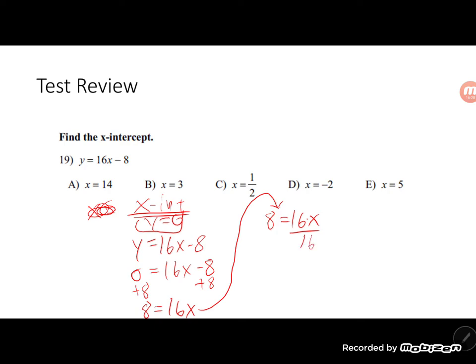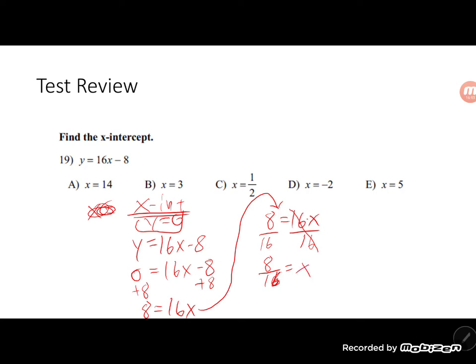So I will do 16 divided by 16. Remember, I have to be fair. I have to do that to both sides. And now I cancel out my 16s. So 8 divided by 16 should now be equal to, sorry, it's a poor looking 6. 8 divided by 16 should be equal to x.